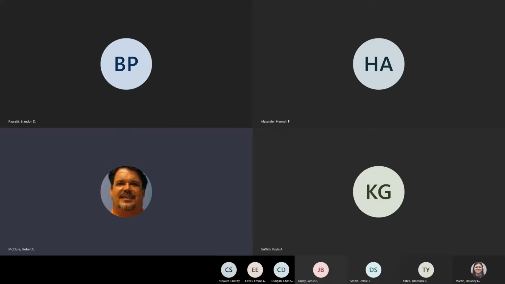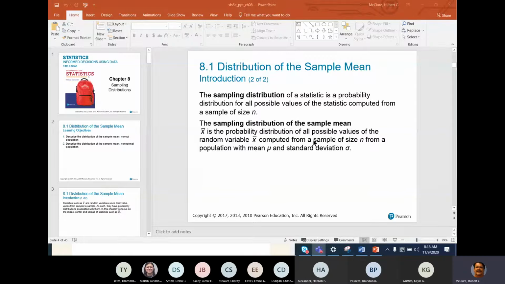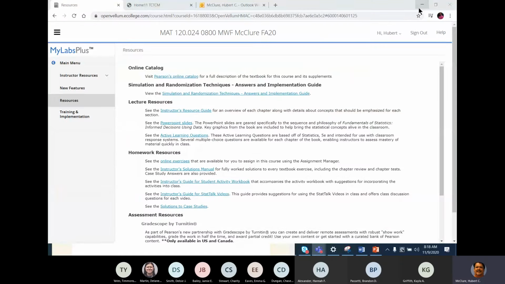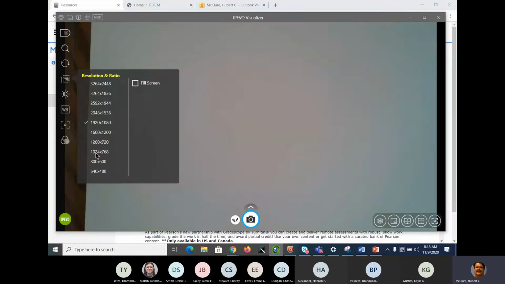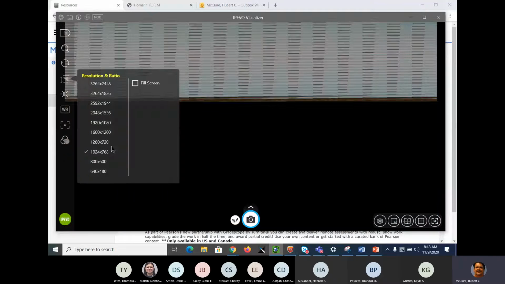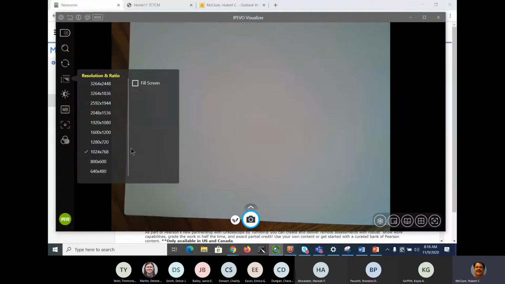So here's chapter 8. And basically, what we're going to be doing in chapter 8, I'm just going to show you this. In the sections before this class, before chapter 8, in chapter 7, we actually drew a curve. Well, I'm not going to draw curves. That's just extra work.